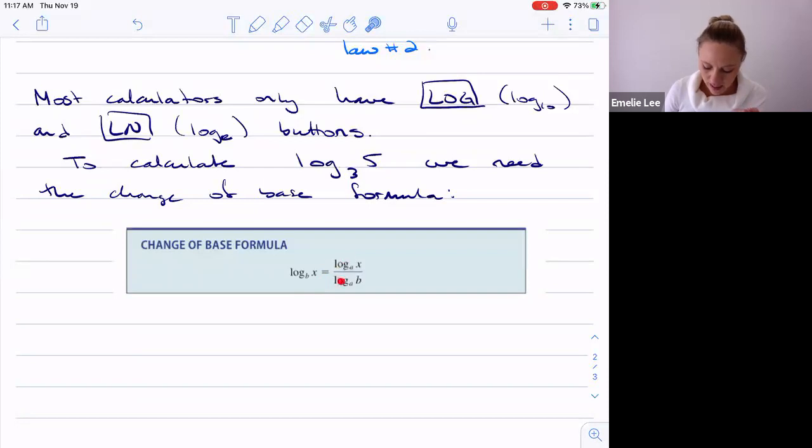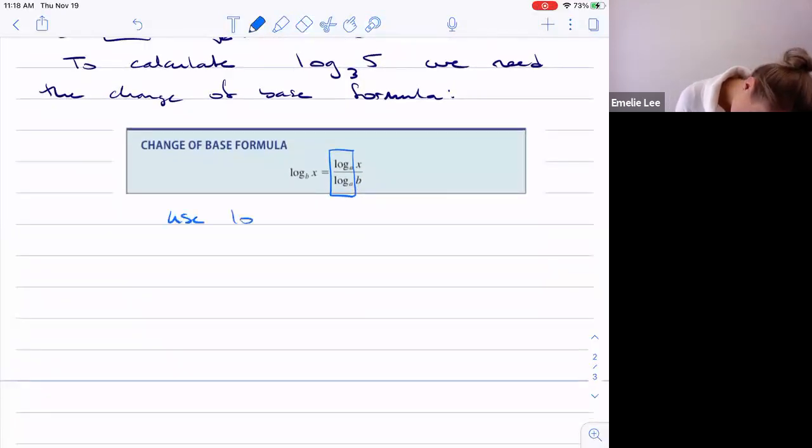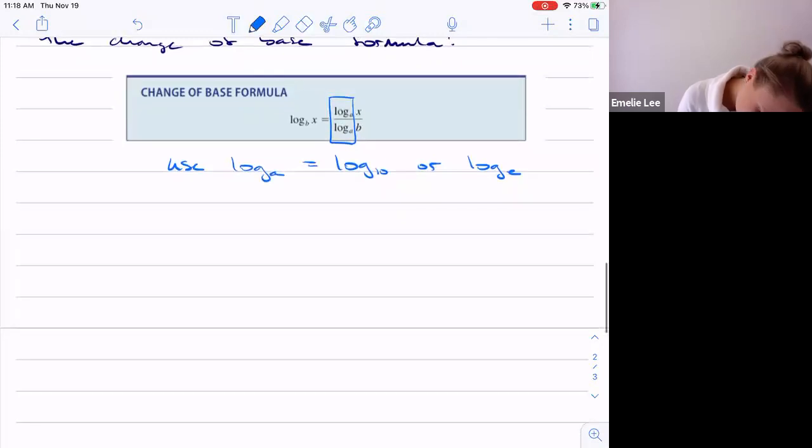Okay. Notice that log base a is different from this log base b, right? This b actually translated to the denominator. As long as I use the same log base a, it doesn't matter which one I choose. In fact, because I only have the common log and the natural log on my calculator, I should pick one of those two. Use log a is equal to log base 10 or log base e, since those are the buttons we have.